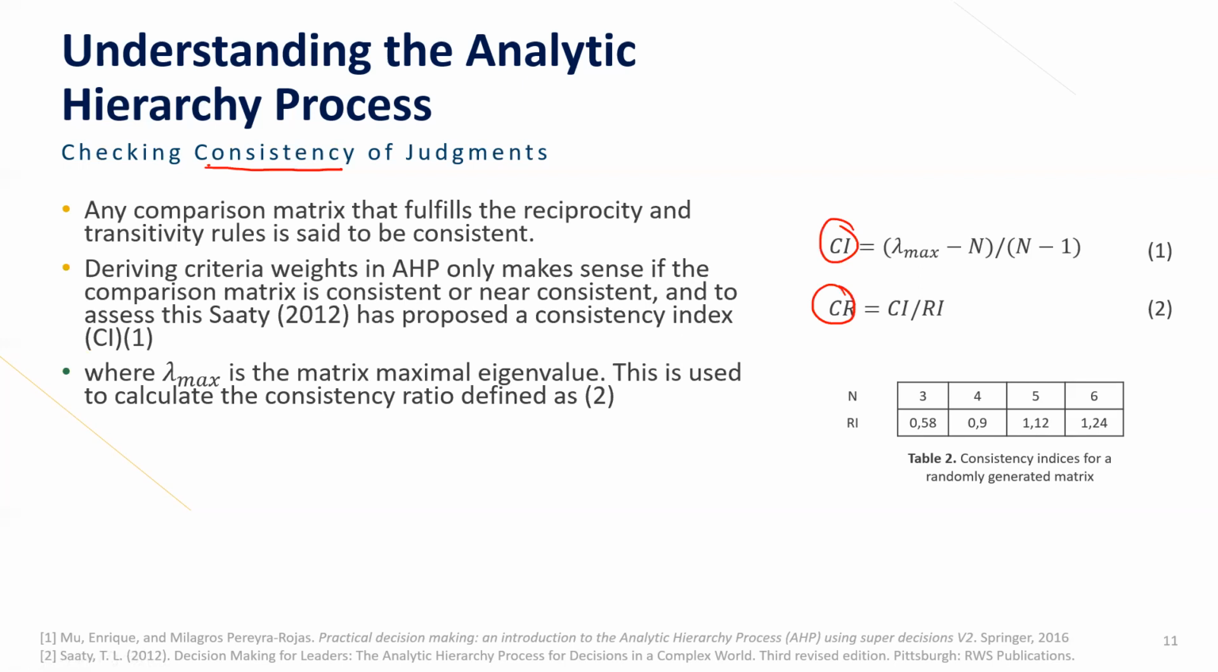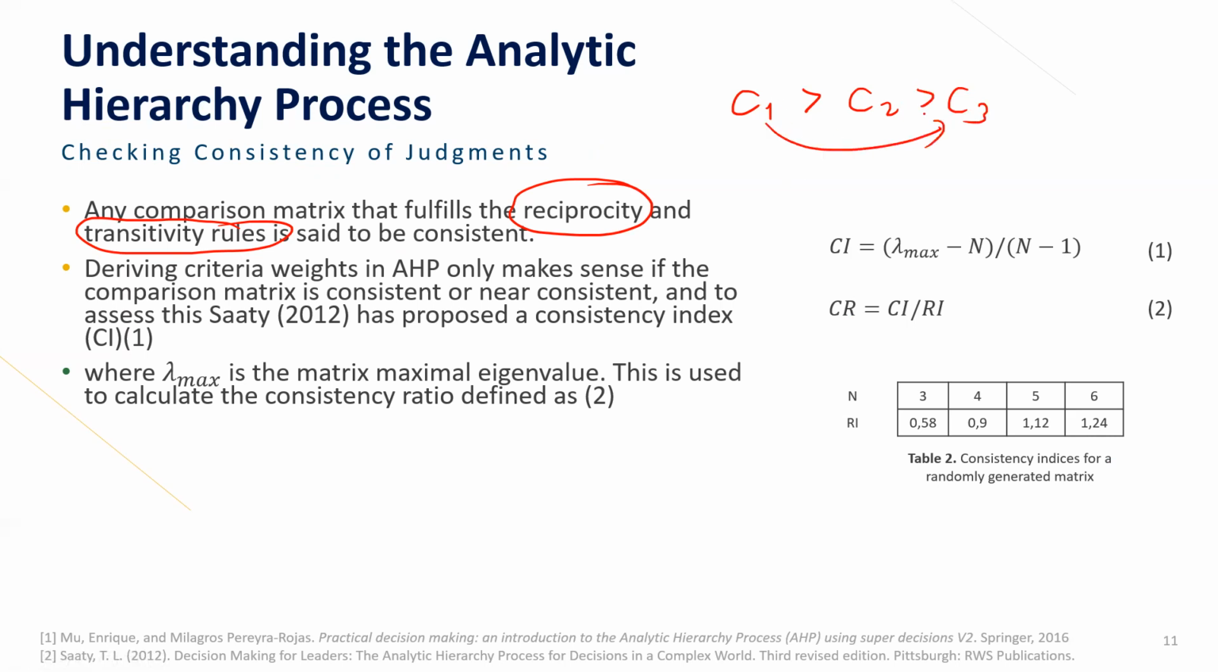Okay, first the concept is like this. You can say something is consistent if it obeys the reciprocity and the transitivity rules that I mentioned earlier. For a simple example, when you see C1 is better than C2 and C2 is better than C3, of course, when you ask whether C1 is better than C3, you should also say yes, right? But again, this term is relative in AHP, right?